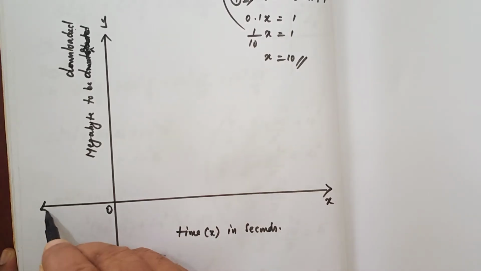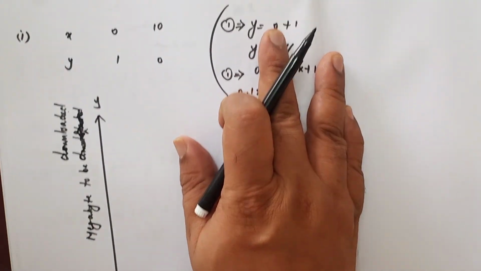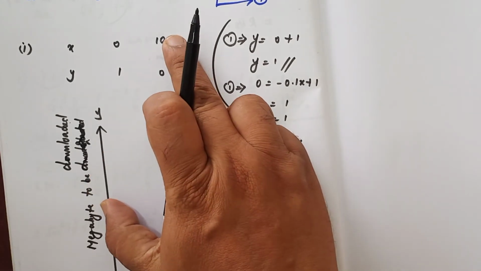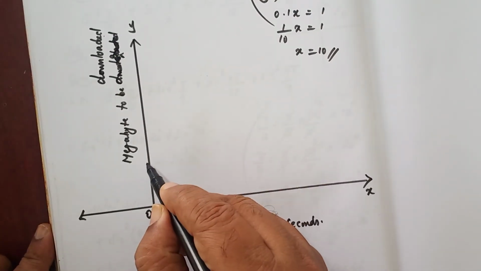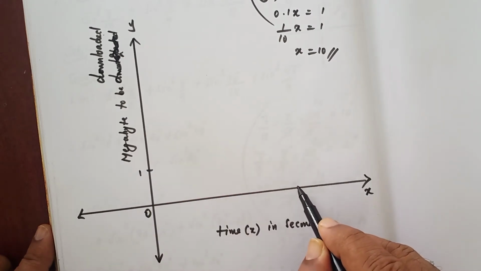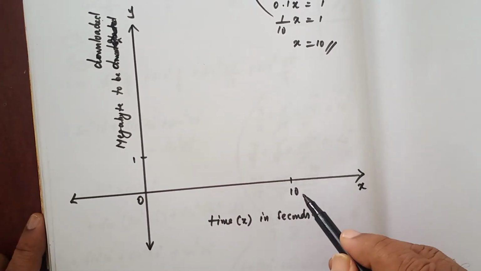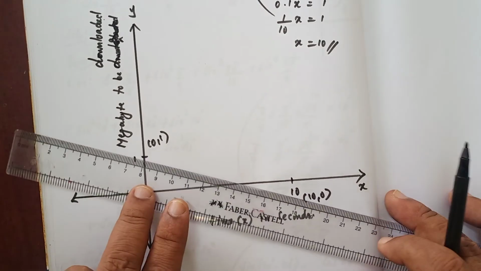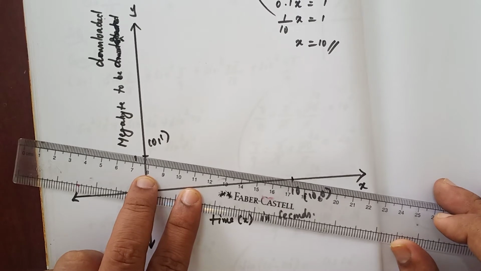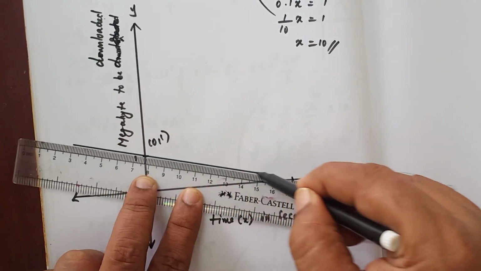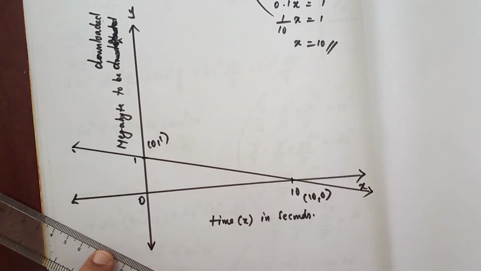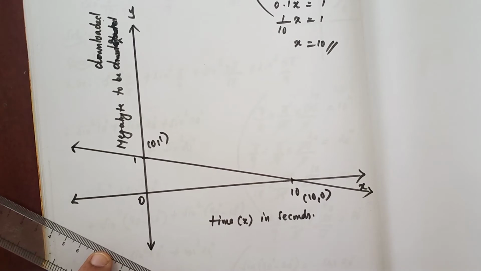So rough diagram only, the 2 points are 0, 1 and 10, 0. In the y axis I take 1 and in the x axis I take 10. So what point is it? This is 10, 0, this is 0, 1. Both the points have been plotted. I am going to join the 2 points. Subdivision number 1 is over.